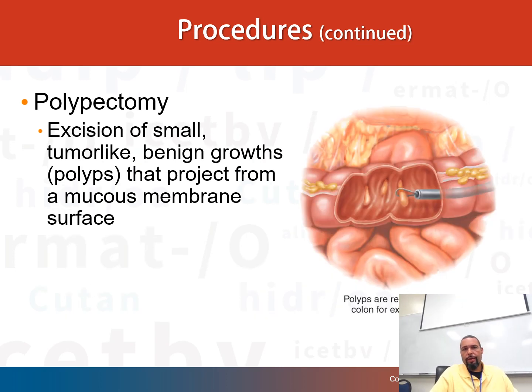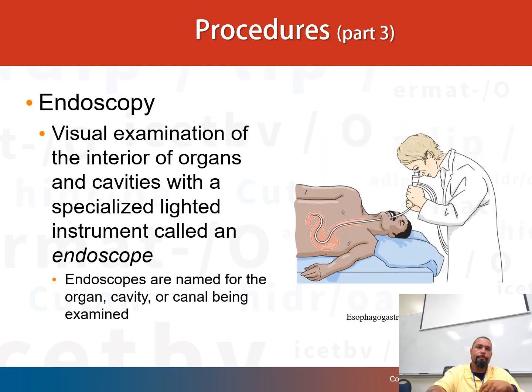The next procedure we can talk about is the polypectomy. This procedure is where we remove a small tumor-like growth called a polyp that projects from a mucous membrane surface. Basically, we just remove that polyp off of the body. And anyway, that's that surgery.